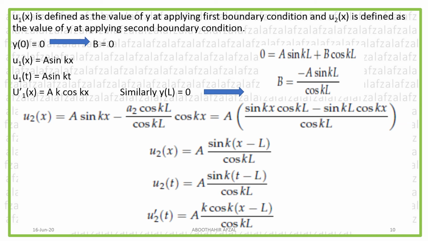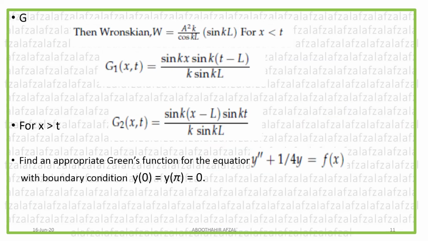Similarly, u2 of t will become a sin k(t minus l) by cos kl, instead of x put x equal to t. Similarly, if you differentiate this u2 of t, you will get u2 dash of t, that will become, the coefficient of t is k, so multiply by k, so ak cos k(t minus l) by cos kl. Coming to the next slide, therefore the Wronskian is calculated to be a square k by cos kl into sin kl for x less than t.